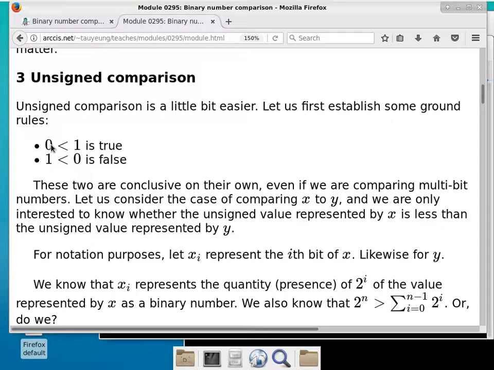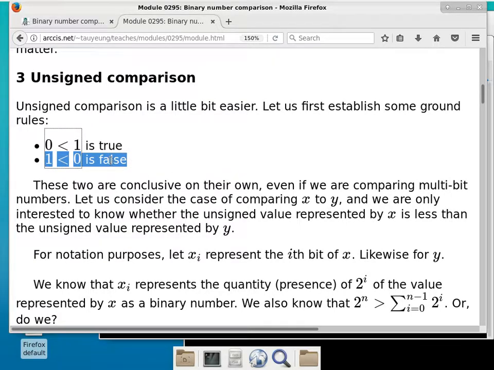So ground rules, okay? I'm hoping nobody is going to question or challenge the ground rules. 0 is less than 1. It's true. Okay, nobody wants to challenge that. Okay, very good. And conclusively, right? Conclusively, 1 is less than 0 is false. Conclusively. Okay, there's no question about this.